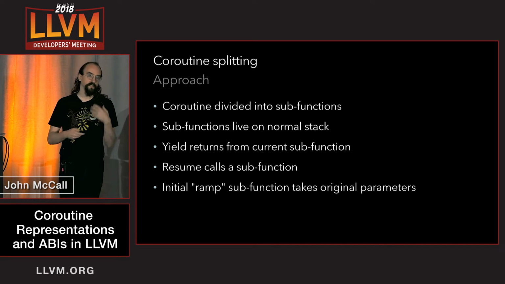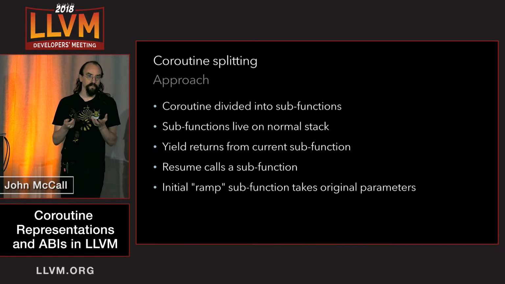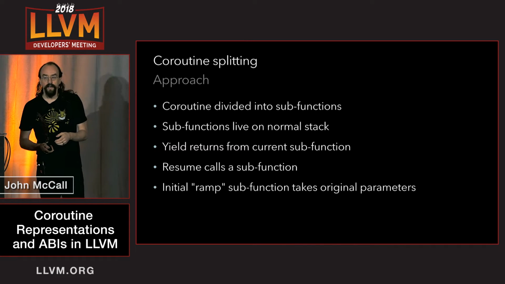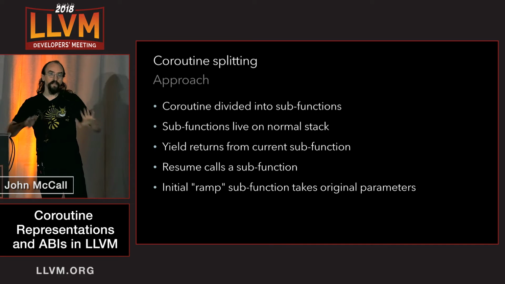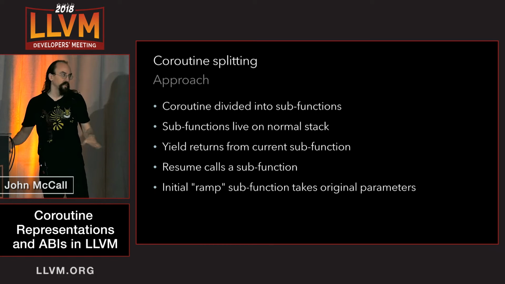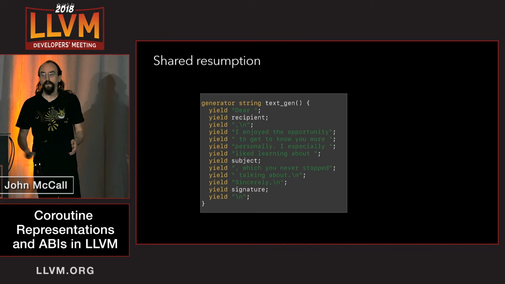It's called the ramp function. It's the function that you enter in. It's the one that takes the original parameters of the coroutine. Everything else is a resumption function of some sort. And there's basically two families of approaches on coroutine splitting, although there's a lot of variation here as well.